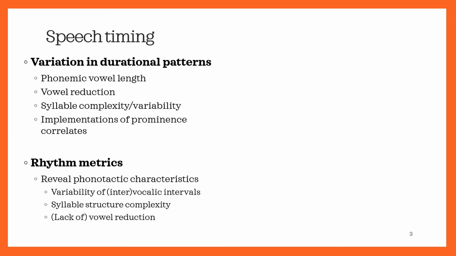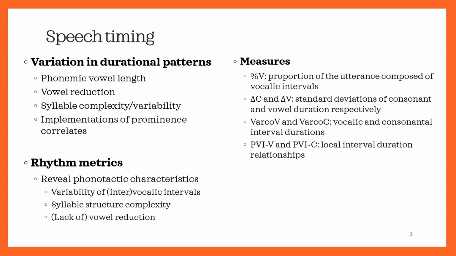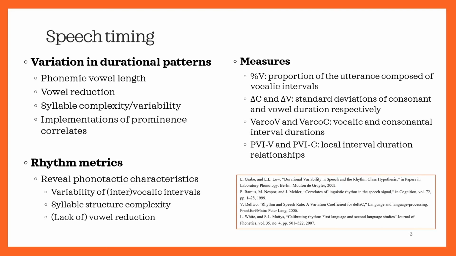One way to study these properties is by relying on rhythm metrics. These are supposed to reveal certain phonotactic characteristics, such as the variability of intervocalic and vocalic intervals, syllable structure complexity, and the presence or absence of vowel reduction. The most common measures used are percentage of vocalic intervals, standard deviation of consonant and vowel durations, varco-V and varco-C, which are rate-normalized vocalic and consonantal interval durations respectively, and pairwise variability indices that reveal local interval duration relationships.